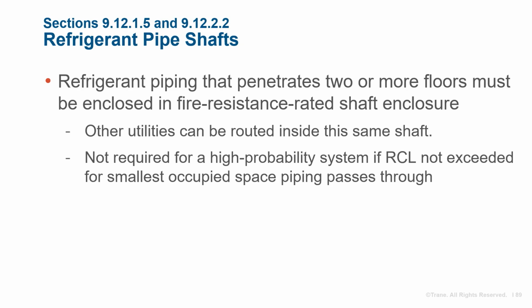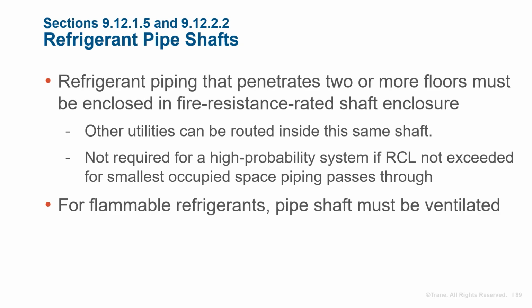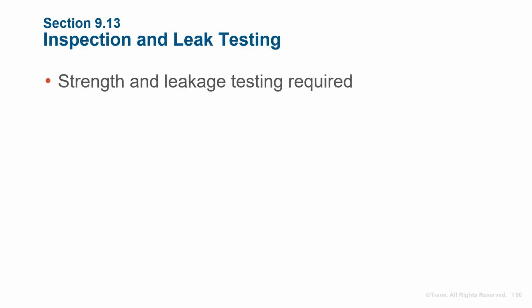Something that is new is the standard requires shafts with flammable refrigerants to be ventilated. The standard gives 3 options. 2 of the options involve ventilating to an outdoor location, and the third option involves the use of mechanical ventilation. Once again, I'm going to let you read up on this on your own time. The last 2 items that I wanted to discuss involve strength and leakage testing the pipe.